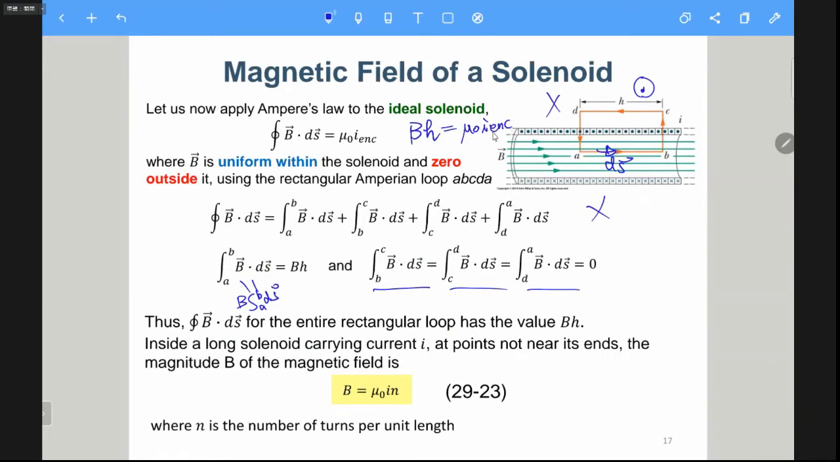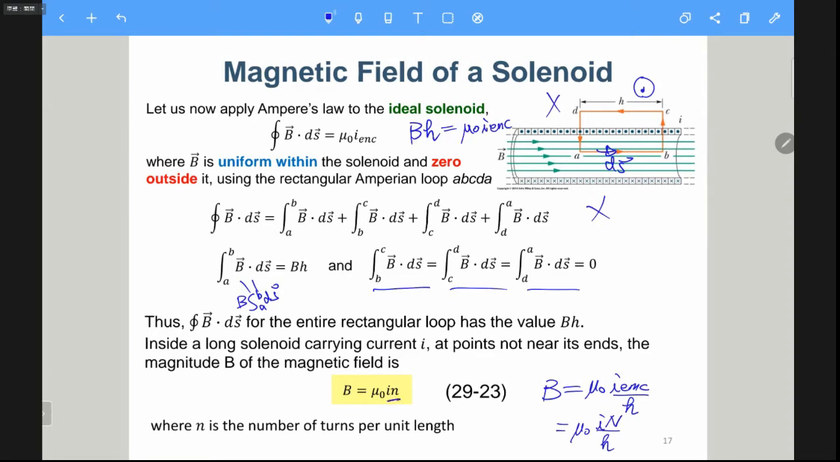So for I enclosed, we can simply rearrange this one here. We have B equals mu naught I enclosed over H. All the current will be I because it is a solenoid, an inductor, so all the current will be the same. And here there will be many wires, or many turns. So we assume there will be N turns over H.